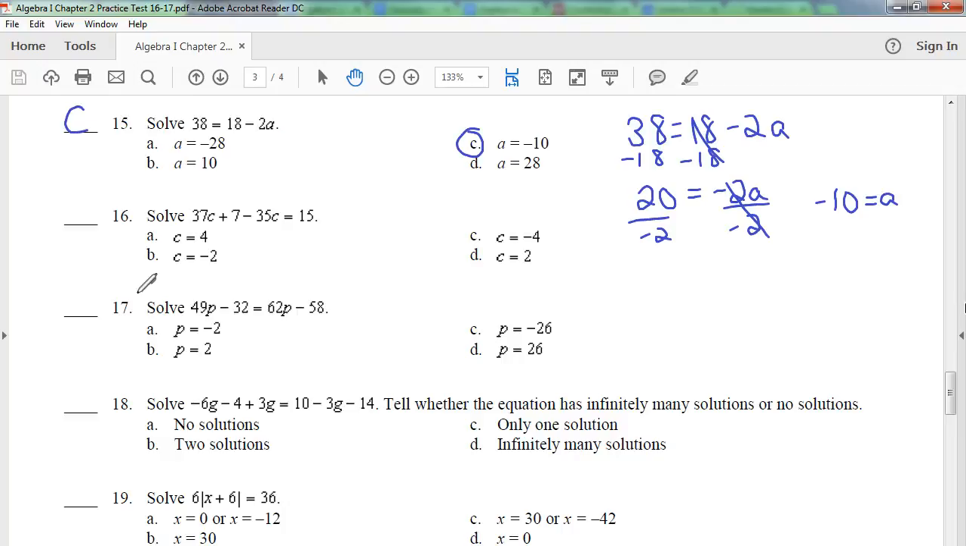Number 16, solve 37c plus 7 minus 35c equals 15. Well, here we have to do a little simplifying on the left-hand side before we can solve this problem. So we'll take what we have for like terms. We have 37c and -35c, which leaves us with 2c. And from here we can solve by subtracting 7 from both sides. We get 2c equals 8, and then divide by 2. C equals 4. So our answer for 16 is A.